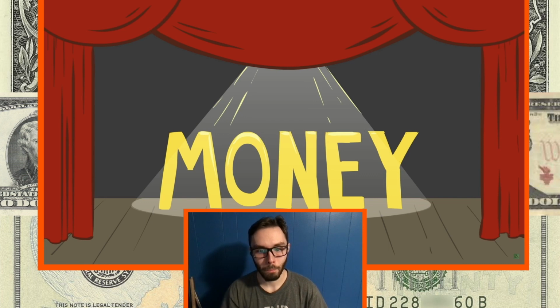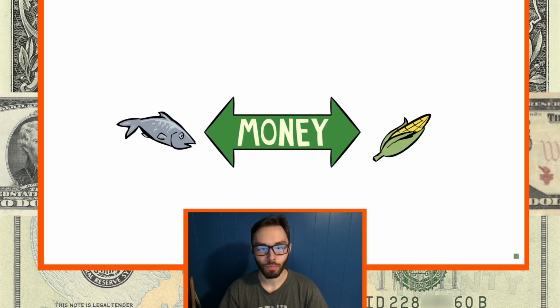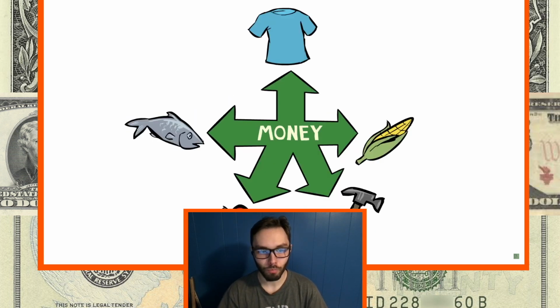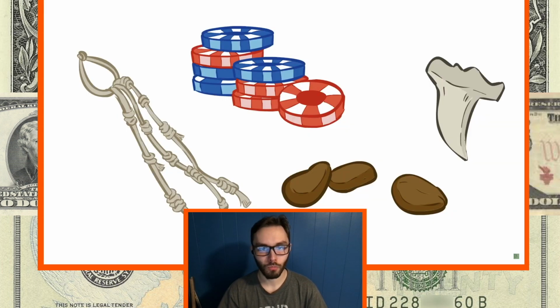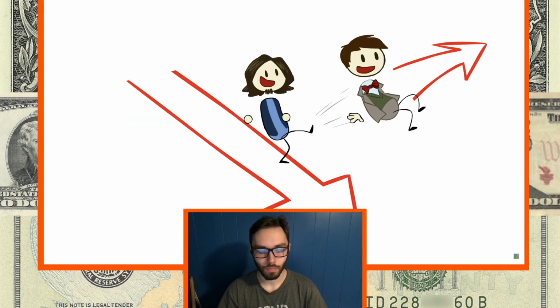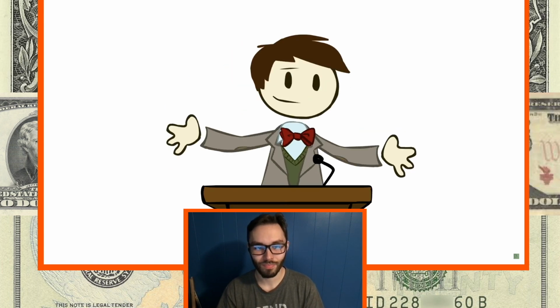Enter money. All money is a third good that doesn't spoil and that we all agree has value, thus becoming a unit of exchange, an intermediary good by which all other goods can be traded. And while we often think of coins made of precious metals for this purpose, the truth is, so long as it's durable enough and hard enough to procure, anything can serve as money. Tangent time. Turns out we have used a lot of weird stuff as money over our history.